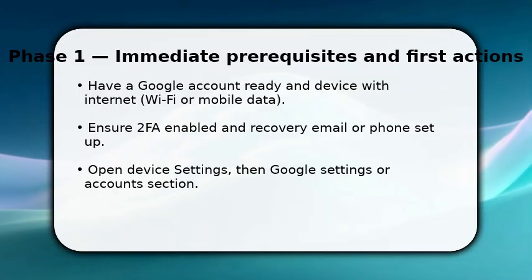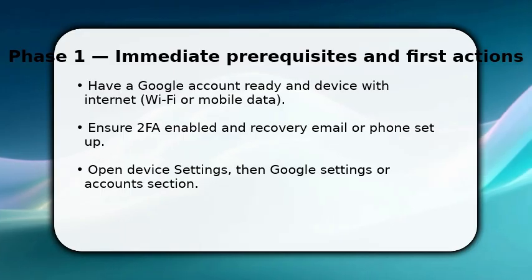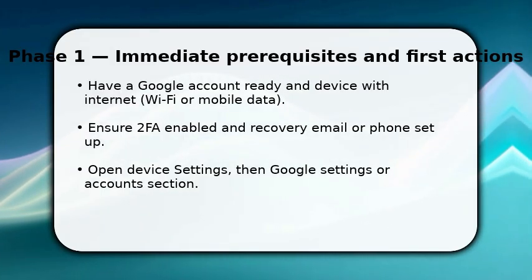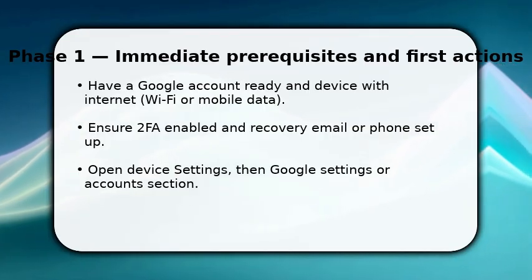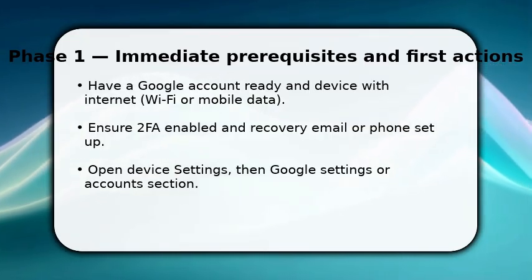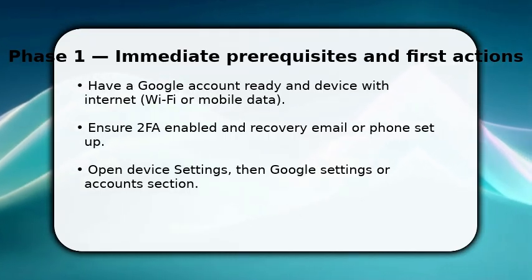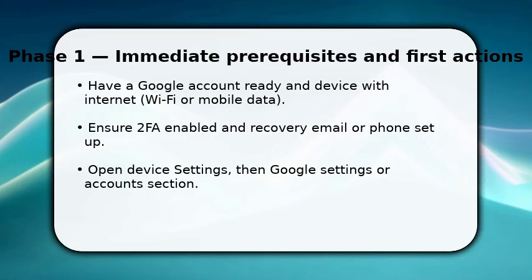You begin with essentials. Confirm you have an active Google account, two-factor authentication on, and a recovery email or phone. Now open your device settings, then choose Google or Accounts. This is where backup settings live. Once done, tap Backup or Backup by Google One. This starts the first actionable step.